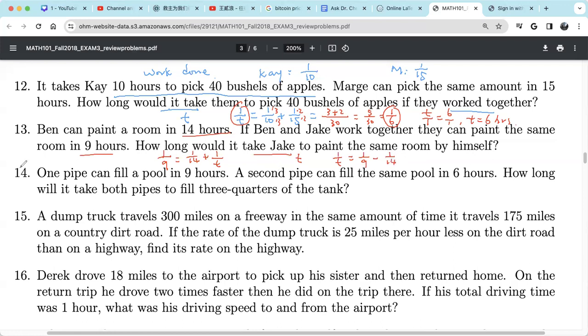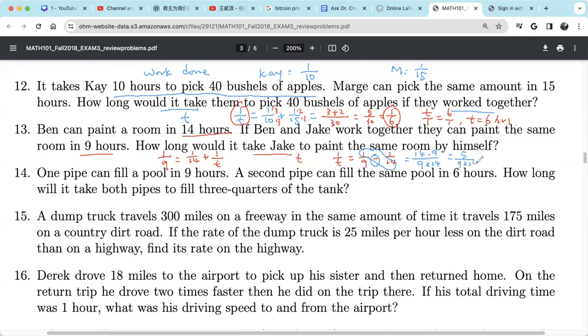Well, 9 and 14 have no common factors. So what do we do? We can apply something called the butterfly method. We multiply those two numbers. So the denominator would be 9 times 14. And then 1 times 14 is 14. 1 times 9 is 9. And then the operation is subtraction. So just subtract. 14 minus 9, we get 5. Then we get 9 times 14. Let's just keep it as it is for now.